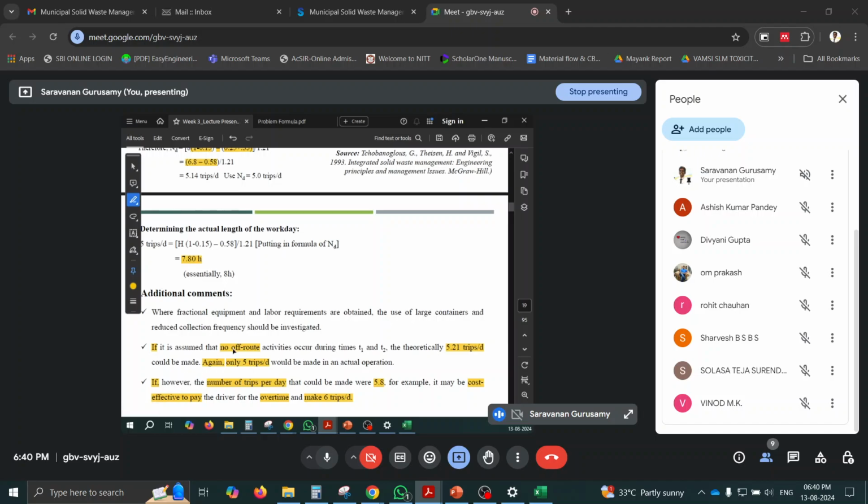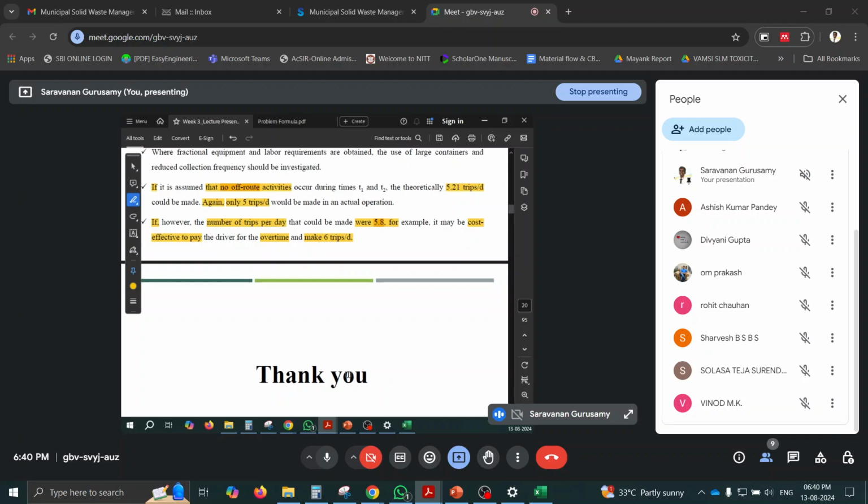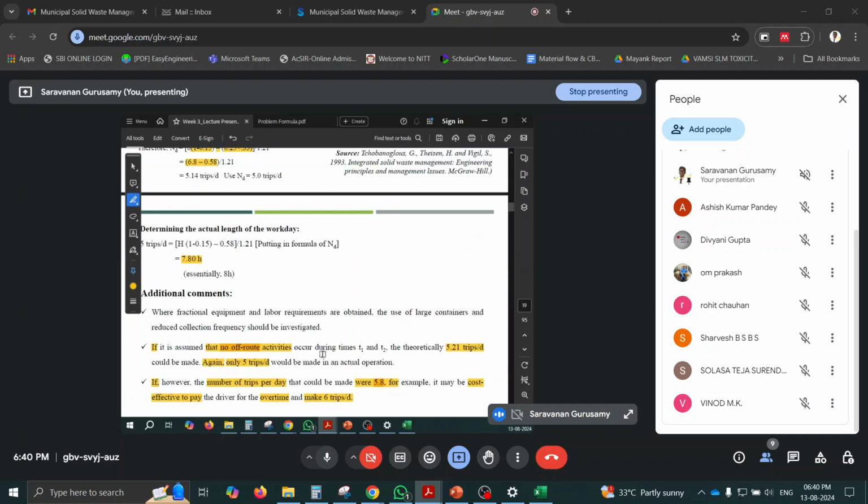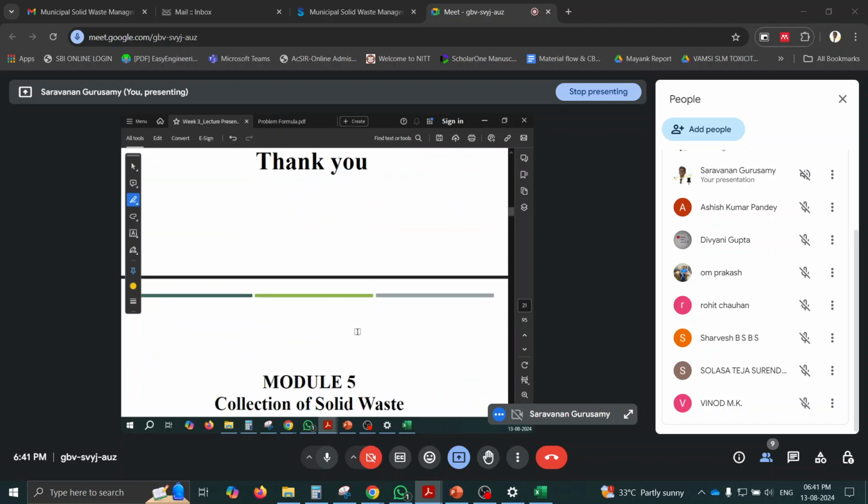But if you are neglecting the off route and getting a value of 5.8 or above, then it is good to round off to 6. This is the way we have to calculate the hauled container system and optimize the process. You got it? This is what I am saying: because we got the answer as 5.14, we rounded off to 5. But if we got the answer as 5.8, then we have to round off to 6. For that, we have to neglect the off route and make it 6. Then we can easily optimize the process. So that's the answer we are getting here.